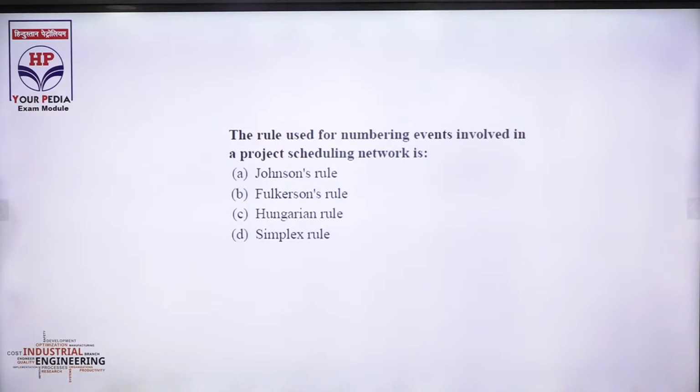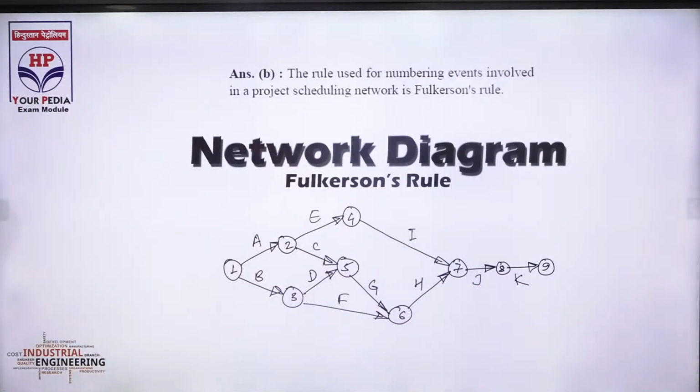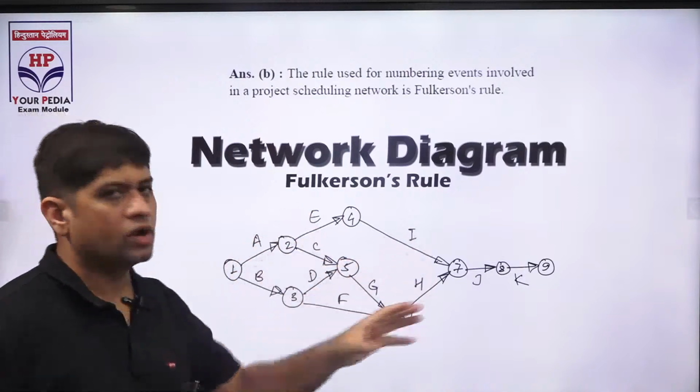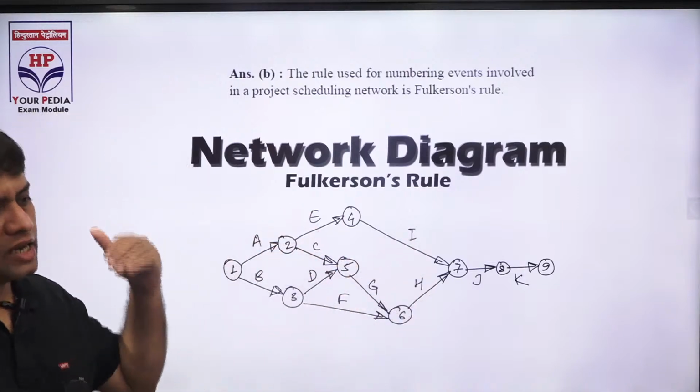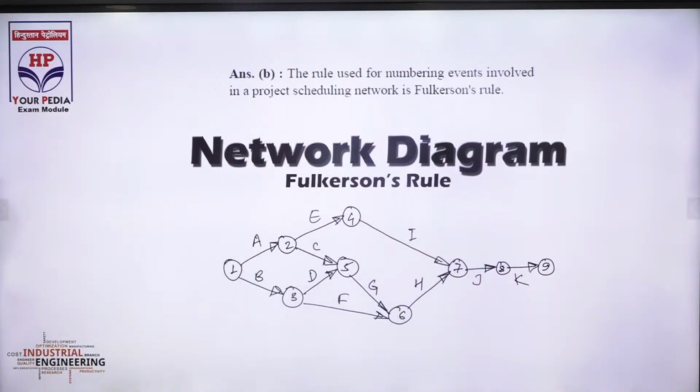Numbering the events is basically the Fulkerson rule. You have done that in PERT and CPM. Numbering the events, you have already done. Network diagram, Fulkerson rule. Numbering the events 1, 2, 3, 4. The numbering should be such that the network looks like it is flowing forward. That is basically the Fulkerson rule.